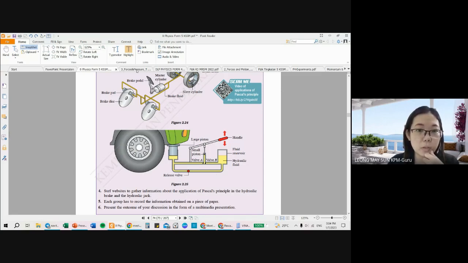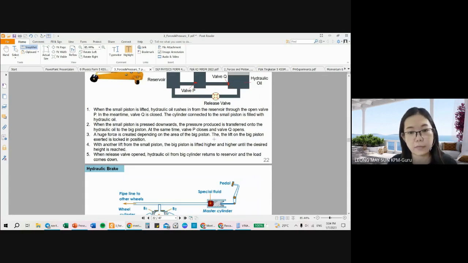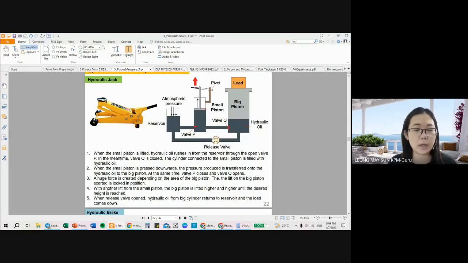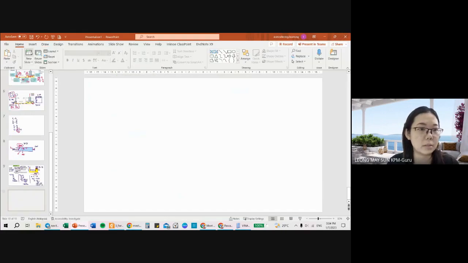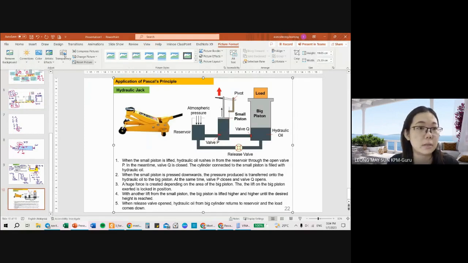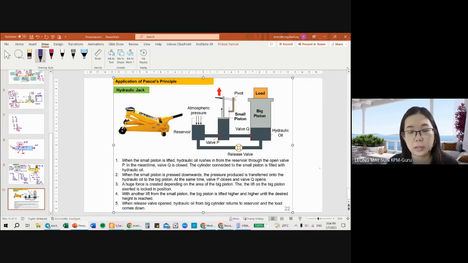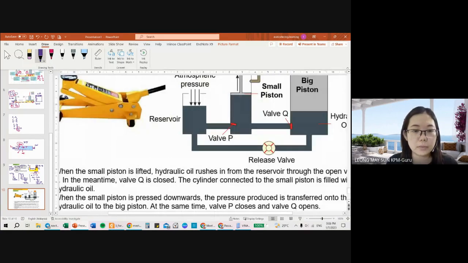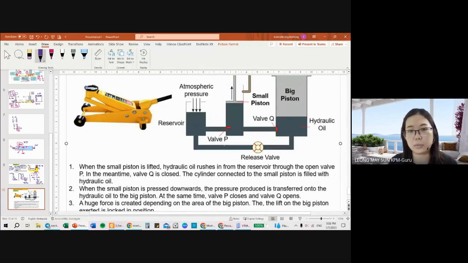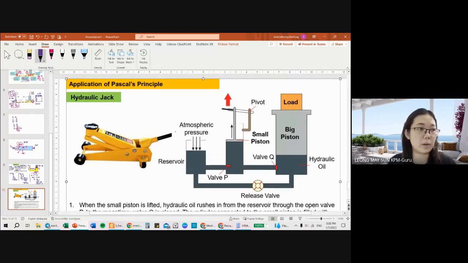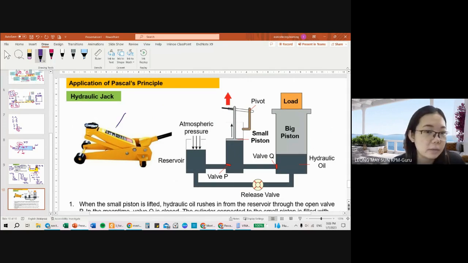We're going to go into using this slide that I have over here. This is also known as the hydraulic jack. Let me transfer this to PowerPoint. I still prefer transferring it to PowerPoint so I can write wherever I want. Now, how this system works: we have to look into this picture first. This is how a hydraulic jack looks in real life.